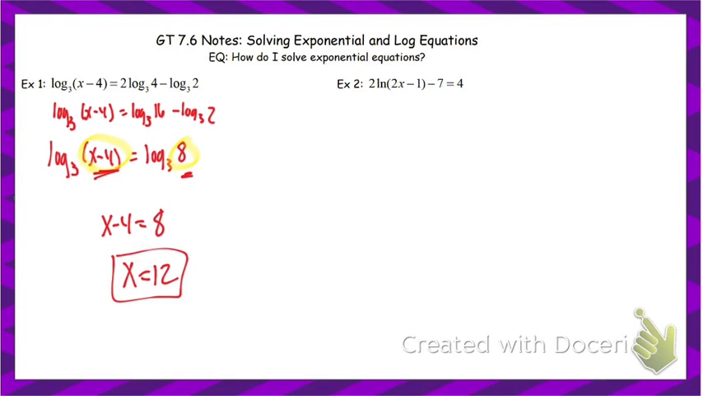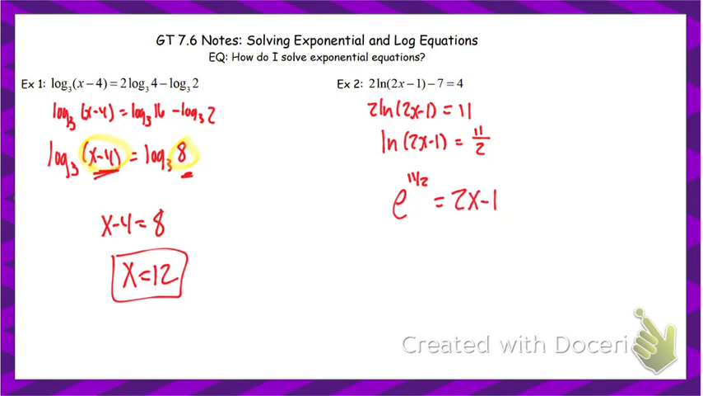Now if you don't have a log equal to a log, you are going to want to try to isolate that log. So if you look at this next one, what we want to do is get this natural log here by itself. So I'm going to go ahead and add 7 and divide by 2. So this time, instead of having a log equal to a log, I have a log equal to a number. If you have a log equal to a number, you're going to want to write this in exponential form. So the base of ln is e, so e to the 11 over 2 is equal to 2x minus 1. Then from this point, go ahead and get x by itself. So I would add 1, and I divide by 2.